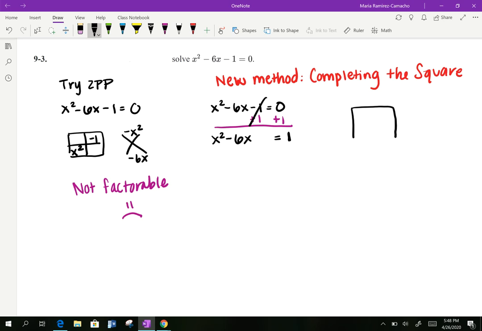Draw a generic rectangle. Here's what we're going to do. We need to figure out what term needs to go here. What number do I need to add to x squared minus 6x to be able to write x squared minus 6x plus whatever this number is as something squared? Here's what I mean.